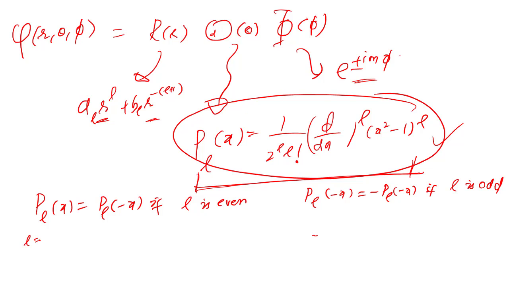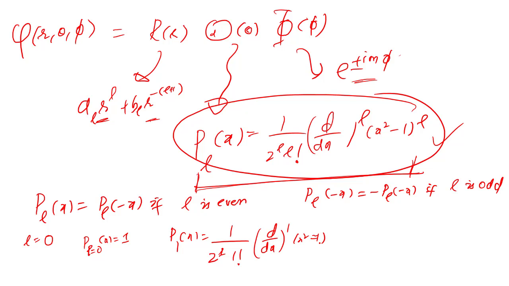So if L is equal to 0, you can clearly see that P0 of x is simply 1. And if L is equal to 1, I would have P1 of x. That would be 1 over 2 to the power 1, 1 factorial, d by dx to the power 1 of x squared minus 1. So that would be equal to 1 over 2. d by dx of x squared minus 1 would give me 2x. So this 2 and 2 cancel out, and I would get x. So P1 of x is x.